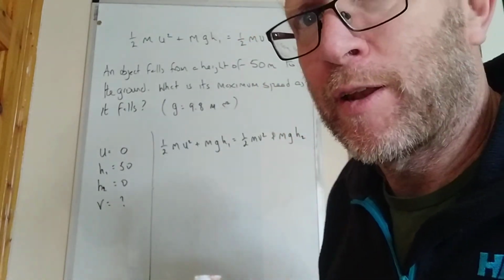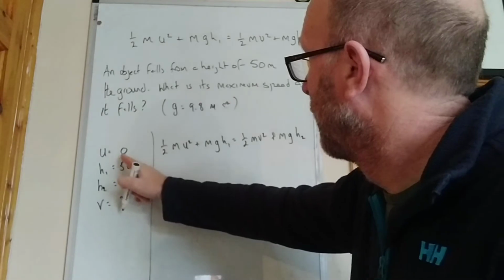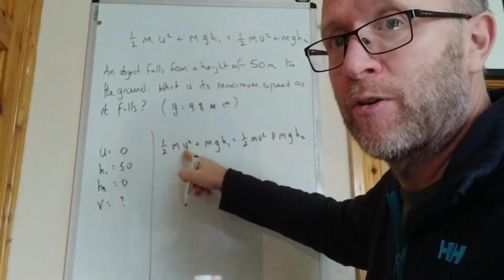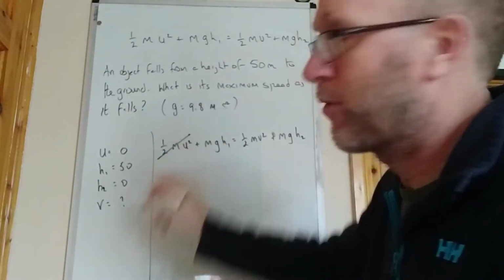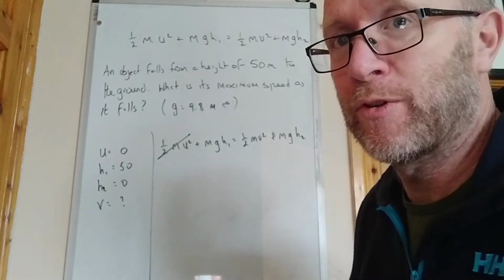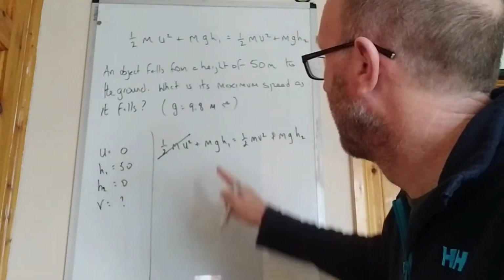cancelling when we can cancel. Okay, so let's have a look. The initial velocity is 0, so pretty clearly I can fill in 0 here and this disappears. If you have a 0, when you multiply them together, you're going to get 0. So we just draw a line and cancel it.